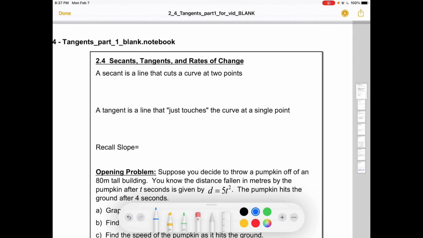Hi folks, welcome to what I think is the most important lesson of this course, where we finally find the slope of a tangent to a curve. So we're going to have a few definitions to start with.